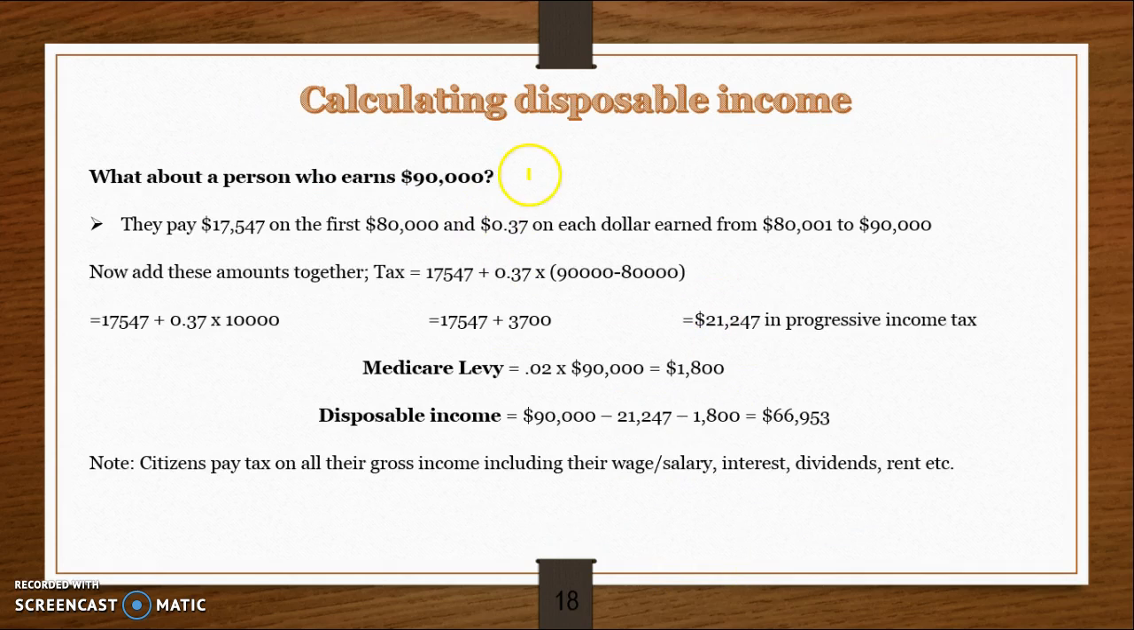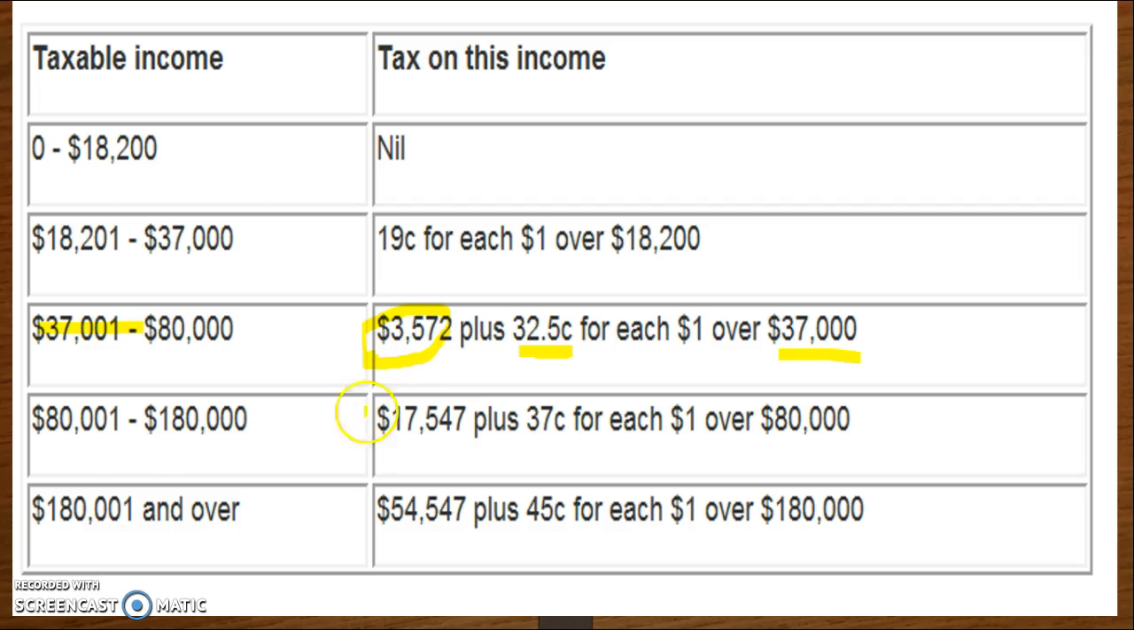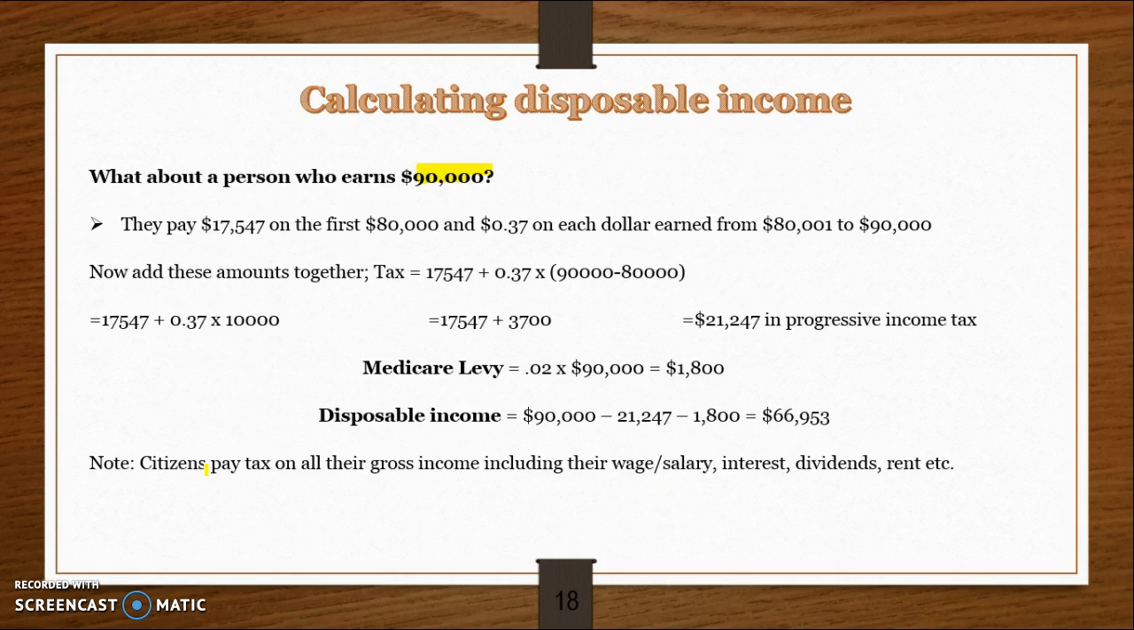Again, if you earn 90,000, you're now in a different tax bracket. So you go back to the calculator. If you earn $80,000, you pay $17,547 in tax. Then you do 37 cents times anything you earn above 80,000, which in this case is $10,000. So it's 17,547 plus 37 cents times 10,000, so it'll be 17,547 plus 3,700. You pay 21,247 in income tax.